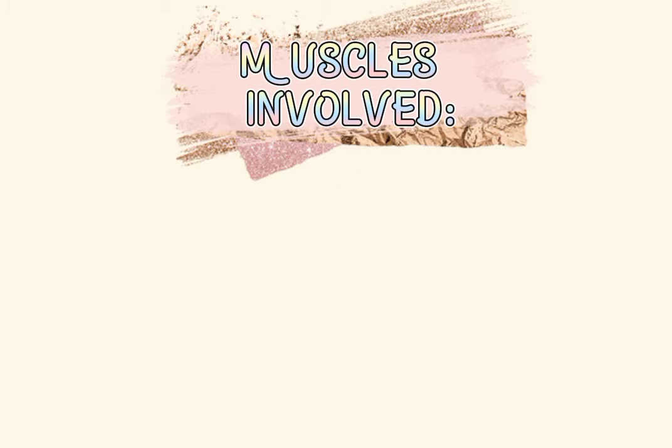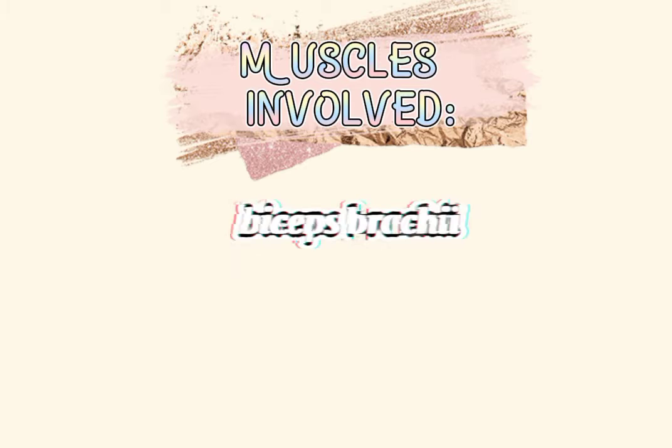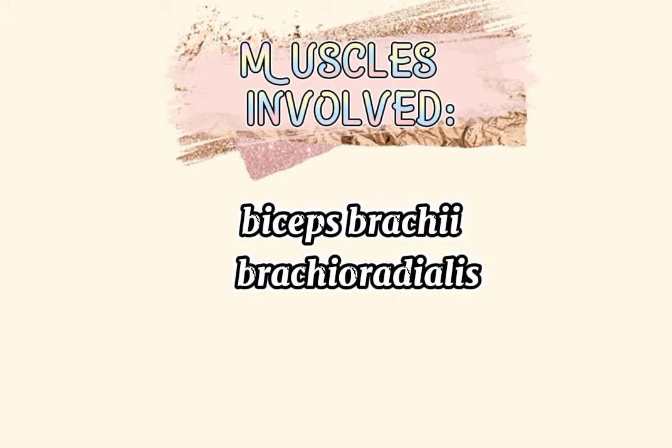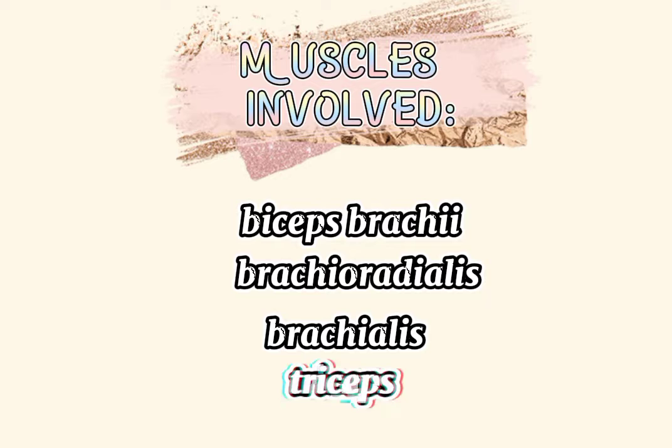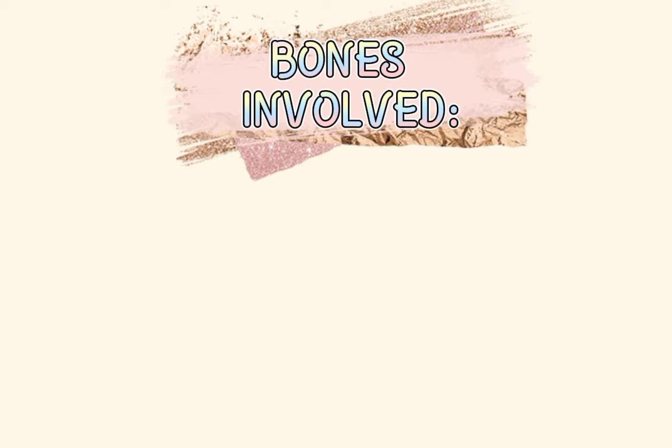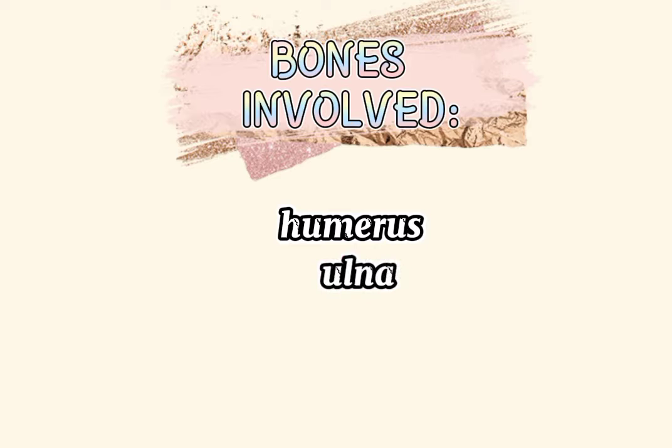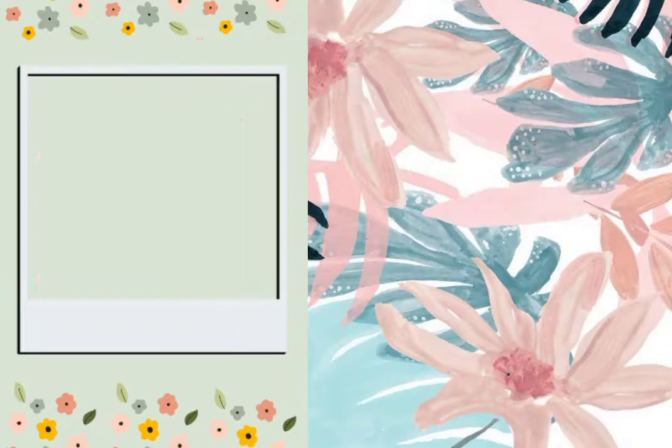The muscles involved in flexing the elbow are the biceps brachii, brachioradialis, and brachialis, while the triceps are responsible for elbow extension. The bones involved here are humerus, ulna, and radius.